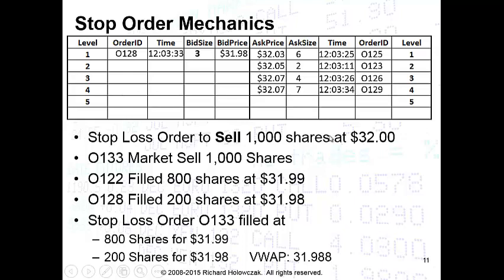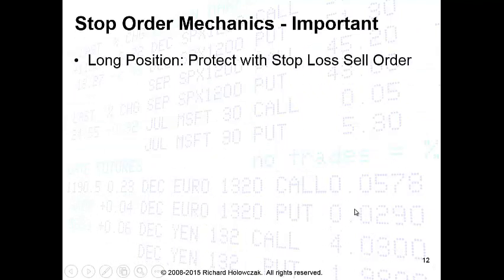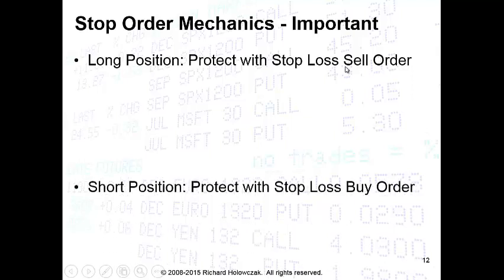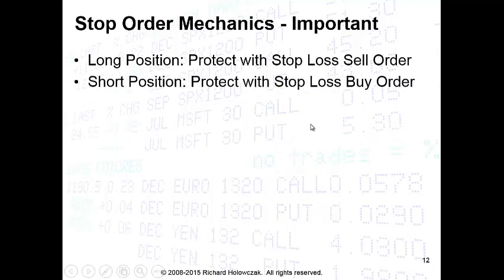And the way that happened is the bid price, actually in this case, went below $32. That triggered the market sell of 1,000 shares, and we got two partial fills, 800 shares at $31.99, 200 shares at $31.98, and so our selling price is $31.988, our average selling price. Here's what's important. For a long position, we're going to protect our long position with a stop loss order to sell. For a short position, we're going to protect our position with a stop loss buy order to cover our short.